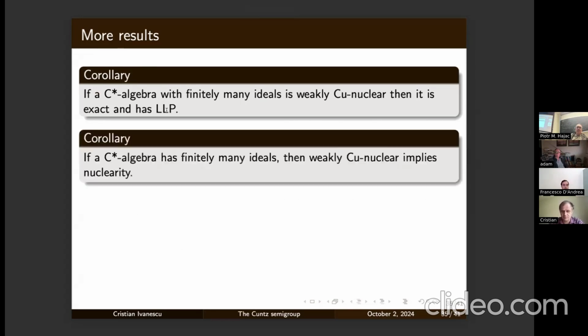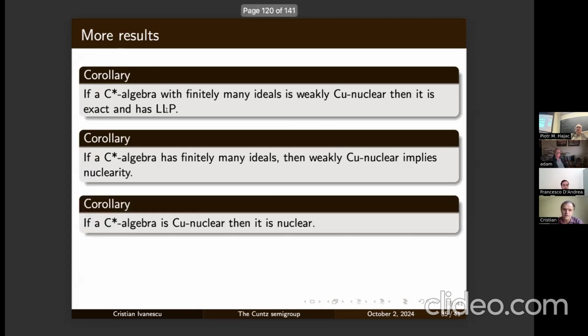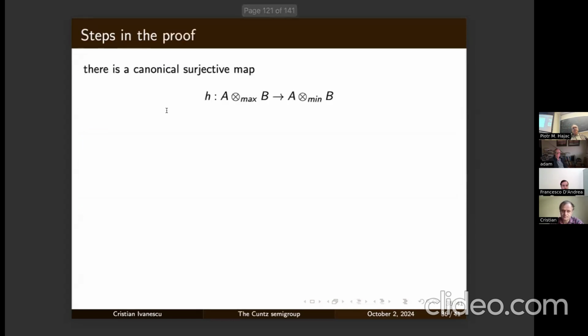Another observation, an application, is that if I have a C*-algebra which has finitely many ideals or is simple, then weakly Q-nuclear implies nuclearity of the C*-algebra. This is something that obviously looks very surprising. And finally, I'm going to argue that if I have a C*-algebra which is Q-nuclear, then in fact it is going to be nuclear. So now we actually can claim that this concept of Q-nuclear does encode the nuclearity of the C*-algebra. Okay, so how do we go about it?